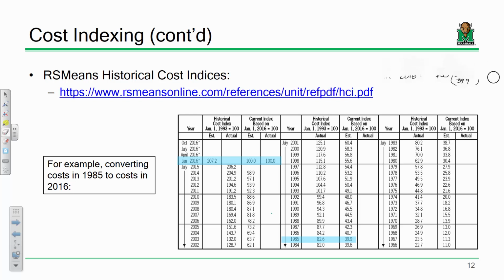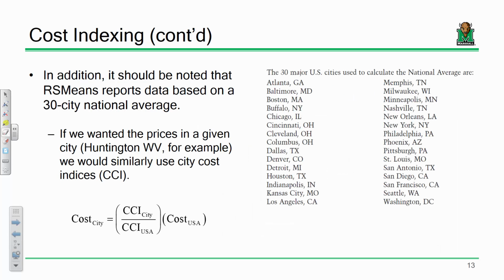So now that's part one of the issue. The other part of the issue is the location, okay? The data that is reported in RS Means is based off of a national average, okay? And that national average is basically taking costs in these 30 cities and averaging them. So costs from data in Atlanta and Baltimore and Boston and Buffalo, etc. We are not in Buffalo, New York. We're in Huntington, West Virginia, okay? So something that costs X number of dollars in Dallas or Detroit or San Diego is not going to have the same cost here in Huntington, West Virginia.